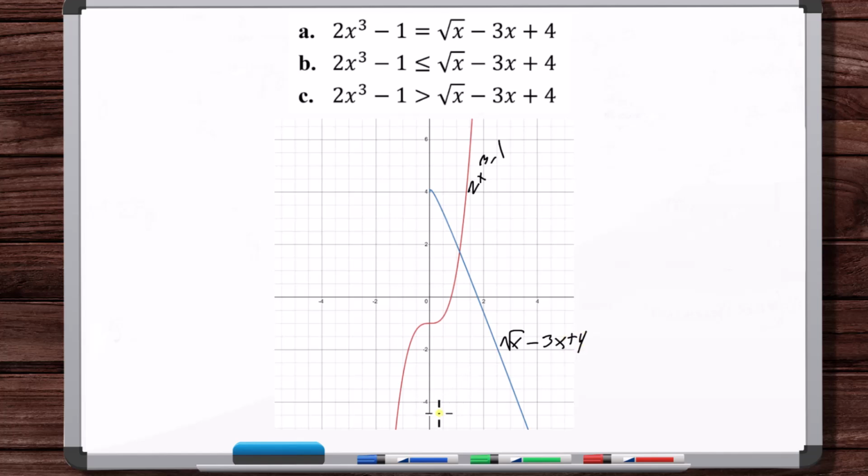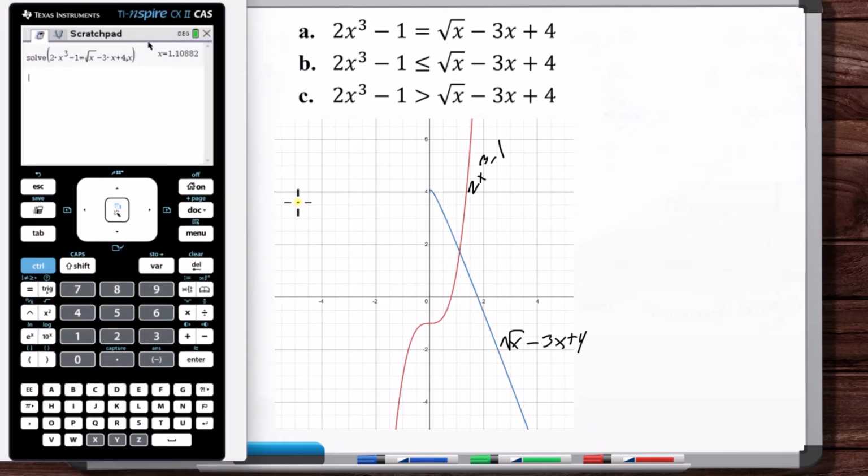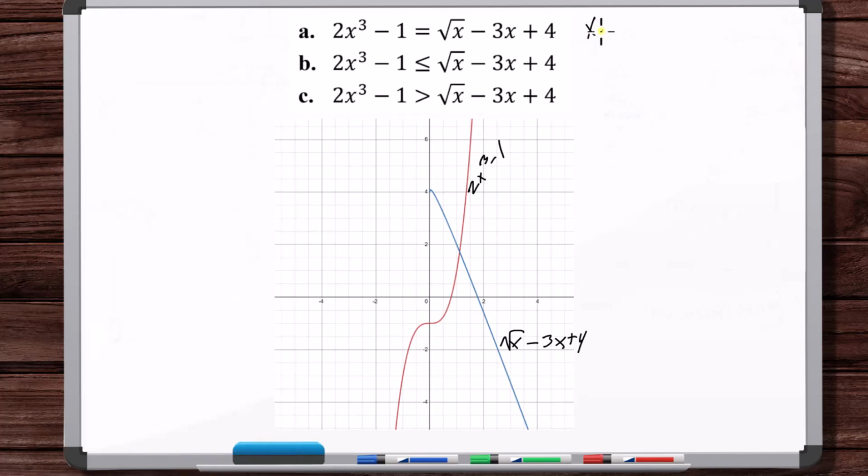plus 4. Okay, so if we look at the equality first, there's only one solution we can see. It's going to be one solution here. It's very close to 1, but I plugged this into the calculator. It's 1.109. Okay, but now what about this inequality? When is 2x cubed minus 1 less than or equal to the square root of x minus 3x plus 4?